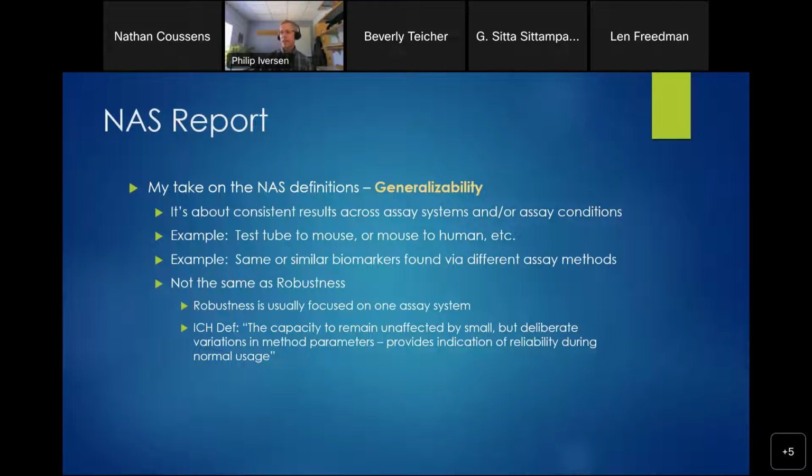And so that's not the same as robustness. Robustness is usually focused on a single assay system and how reproducible that system is under small but deliberate changes in the method parameters. Here I remind you of that ICH definition of robustness. So robustness is usually focused on a single assay system. Generalizability is speaking to consistency of results across assay systems.